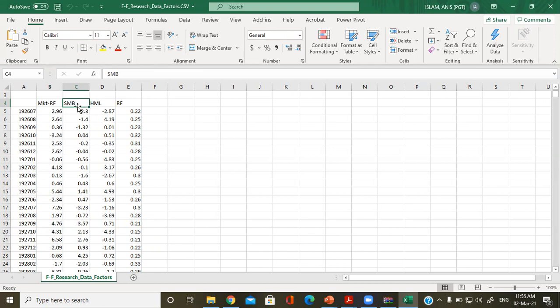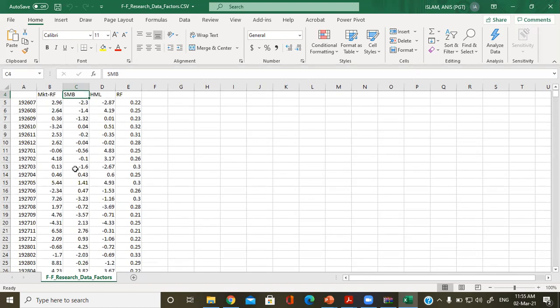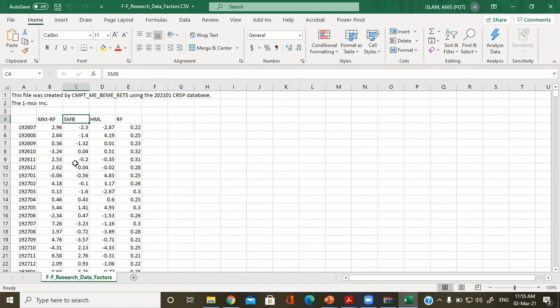This SMB represents what? SMB, small minus big. Okay, sometimes you see that the number is negative, sometimes you see the number is positive. In the month in which the number is positive, what does it mean? Small stocks outperform or big stocks outperform? When the number is positive, small stocks outperform big stocks. Okay, and the opposite is true for the negative sign? Yes, sir.